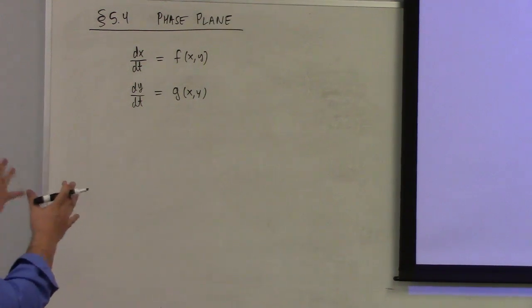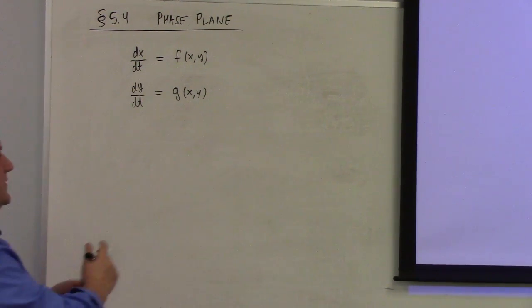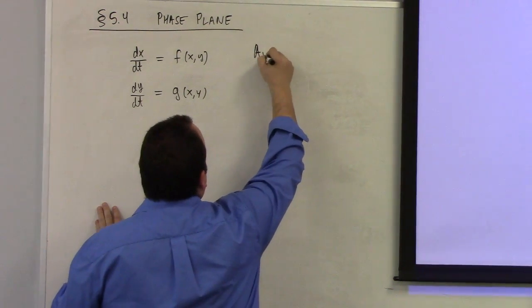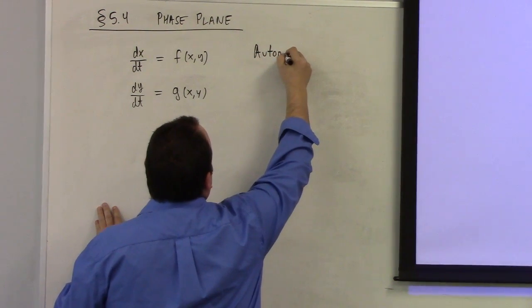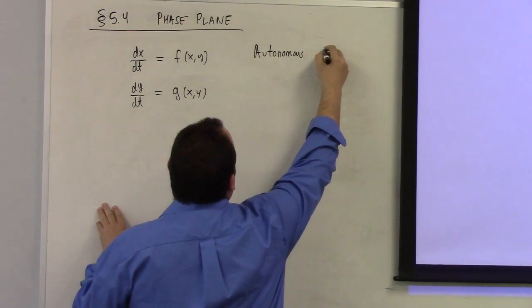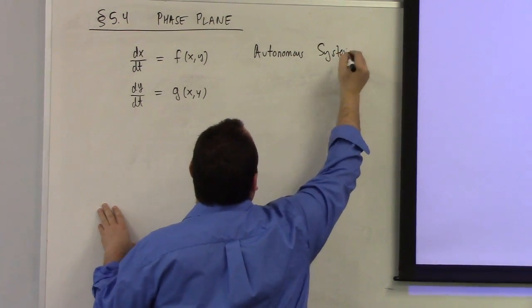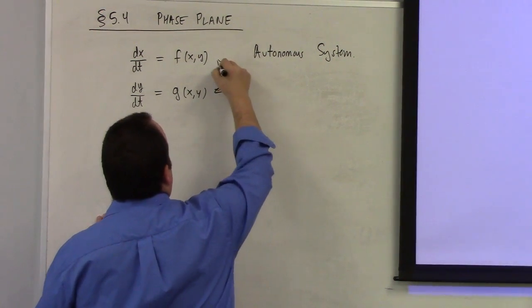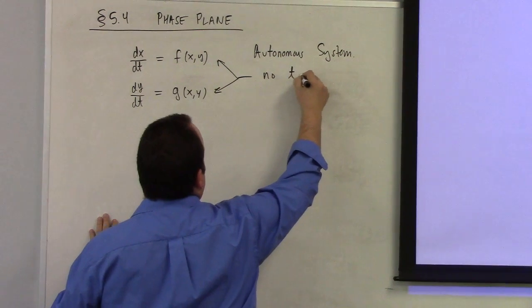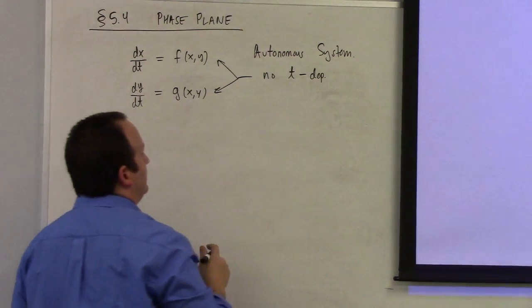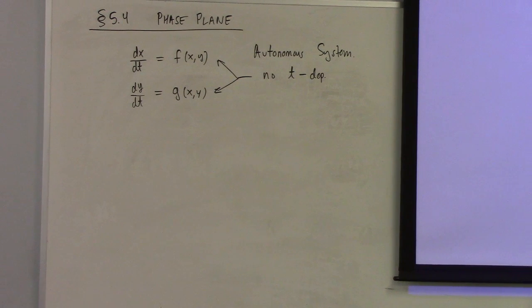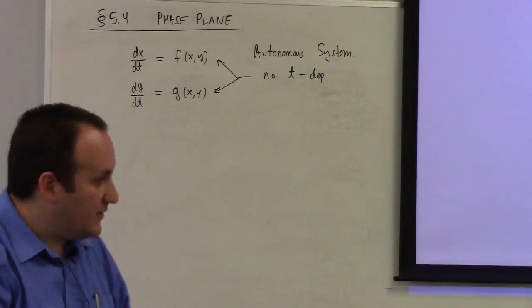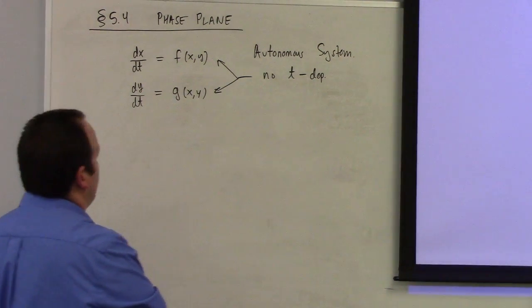So this kind of problem is what's known as an autonomous system. It's autonomous because these have no t dependence. All right? So if you have an autonomous system of two differential equations, then you can analyze these a couple different ways.